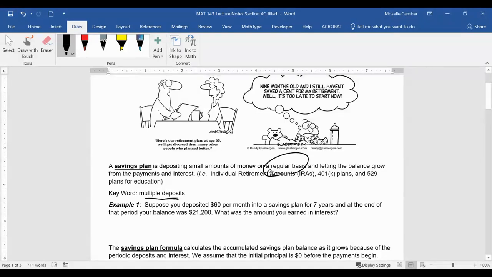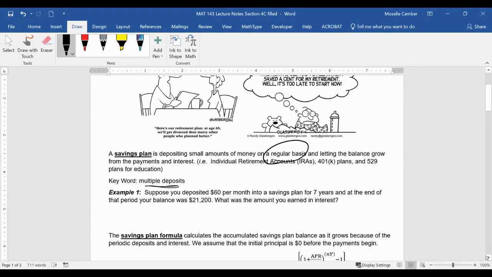So when you look at the question, that's what you're looking for to tell the difference between what we did in 4B and what we're doing here. So in 4B, everything was just a single deposit, put it in, let it sit. Now we're making multiple deposits or payments.